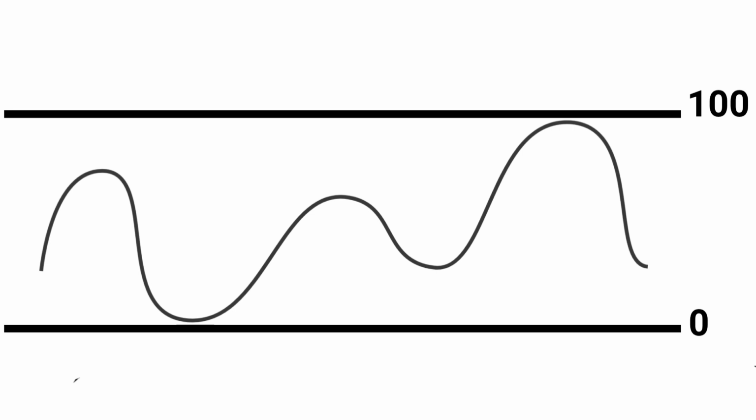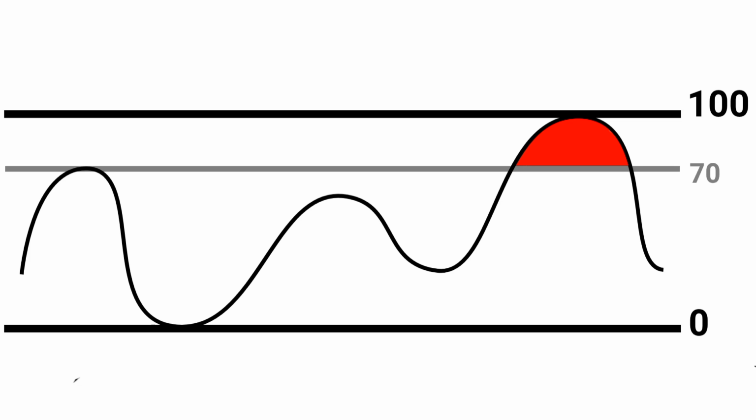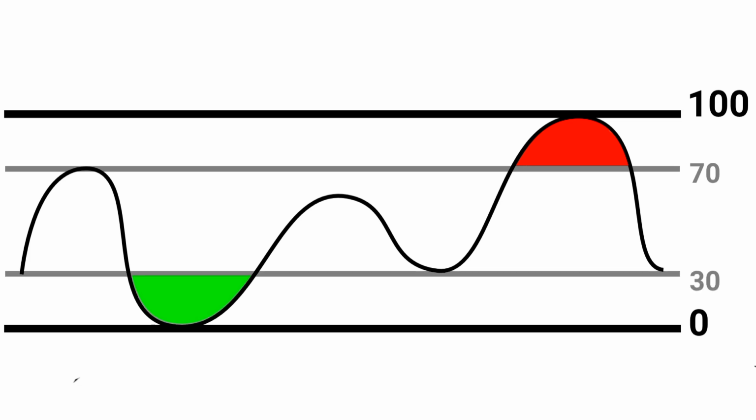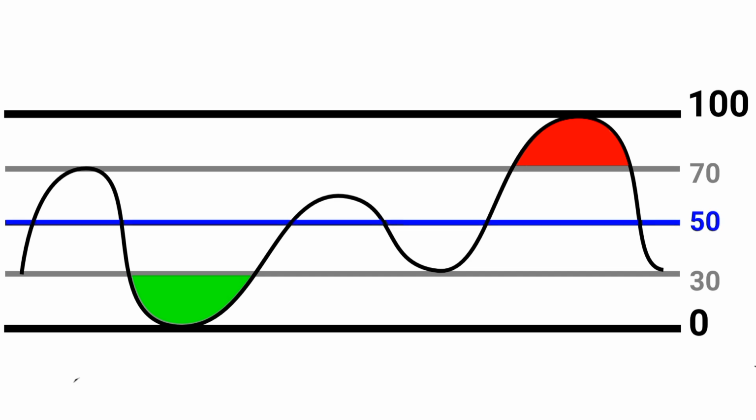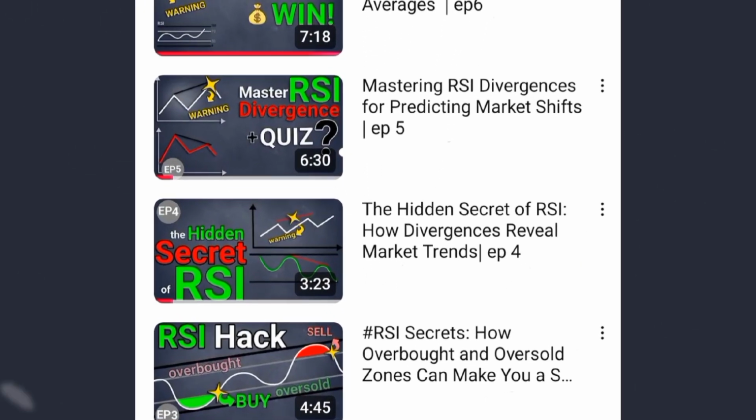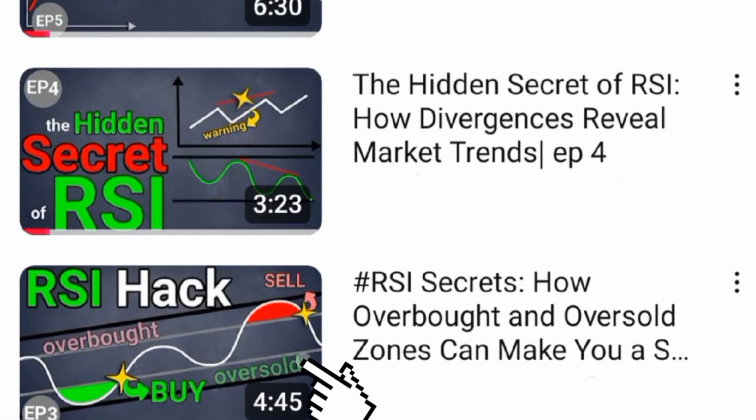RSI ranges between 0 and 100, with 3 key zones. Above 70, which indicates overbought conditions, below 30, which indicates oversold conditions, and the 50 level, which sits right in the middle. If you're unsure about overbought and oversold levels, don't worry, we've covered them in detail in episode 3. Check the link above to learn more.